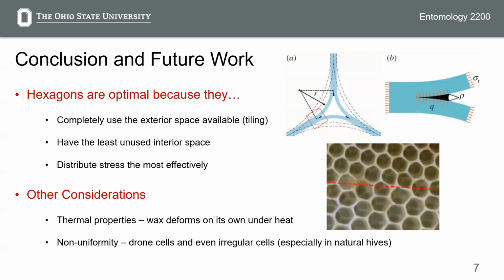bees. In the future, to further supplement this topic, I think it would be interesting to look at the thermal properties of wax because it tends to bend and peel away from itself, as seen in the top right pictures. And I also think it would be important to conduct a more realistic analysis, realizing that the cells in an actual hive are not all uniform. There are drone cells and even non-hexagonal ones where two different sections of comb get joined together, as you can see in the picture on the bottom right.